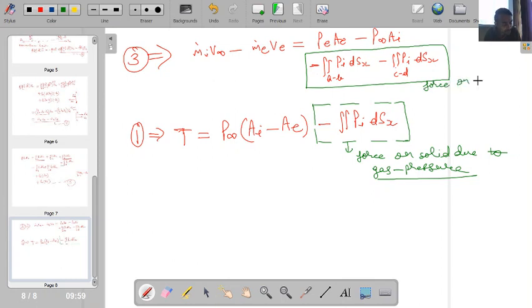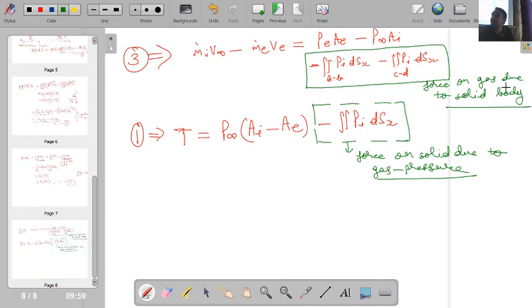force on gas due to solid body. Is this one clear? What is this? This is force on the gas due to the solid body. So both the forces will be the same, but they will have opposite directions.